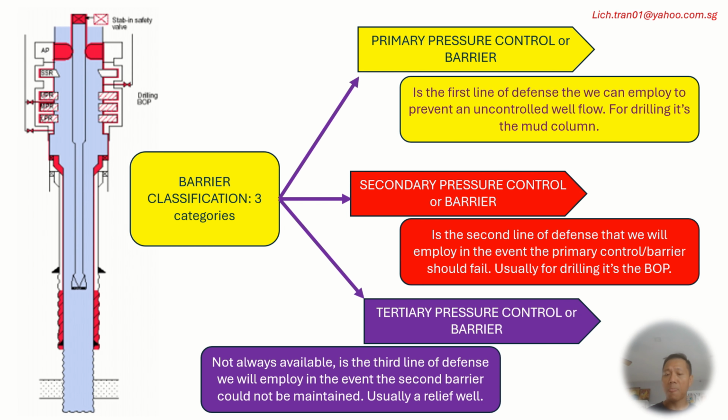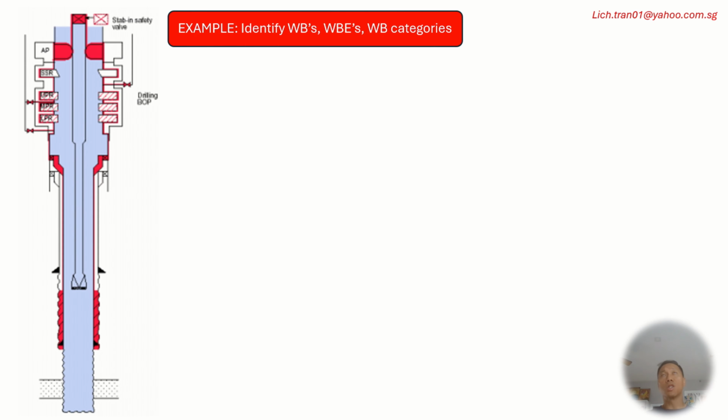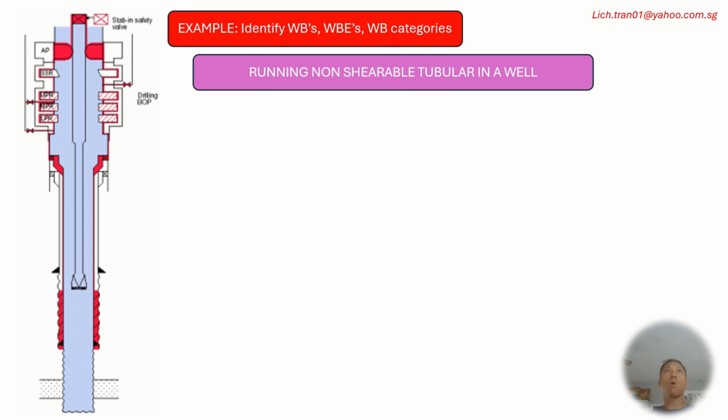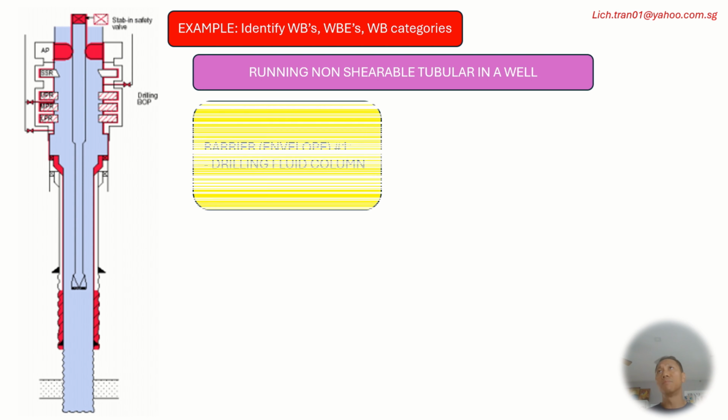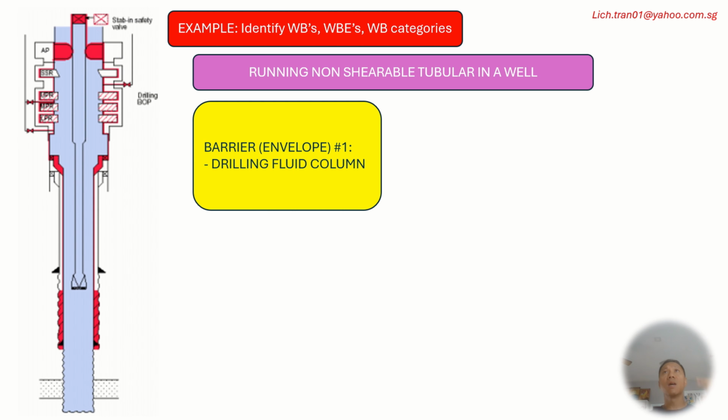All right? Now in this example, in this well schematic right here, on the left-hand side, you see we have the BOP, the cement, the casing, the drill string, the stop and safety valve. So we will go ahead and identify the well barriers, the well barrier elements, and the categories of those barriers. Let's start. For example, we are running the non-shearable tubular string into a well for drilling. So we can see clearly there are two barriers in place.